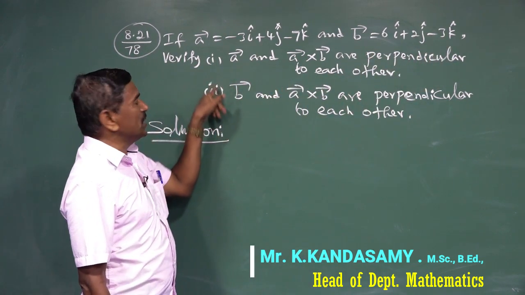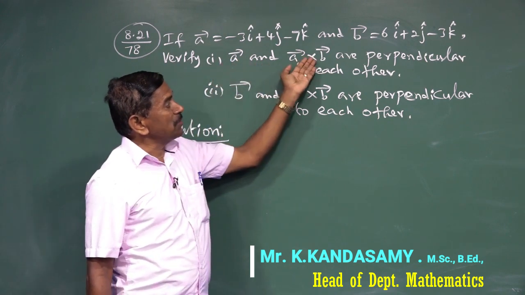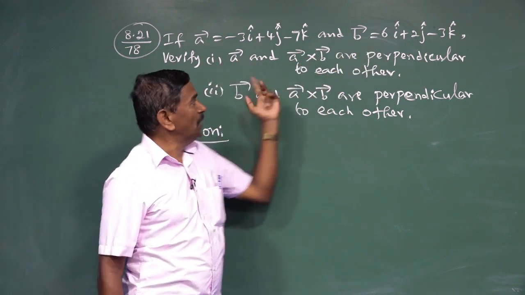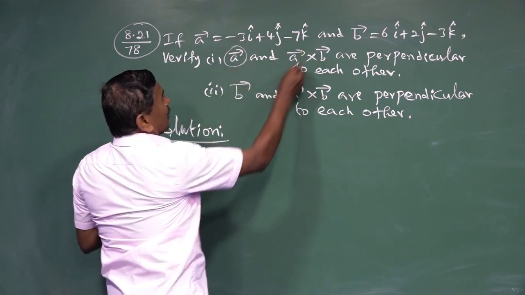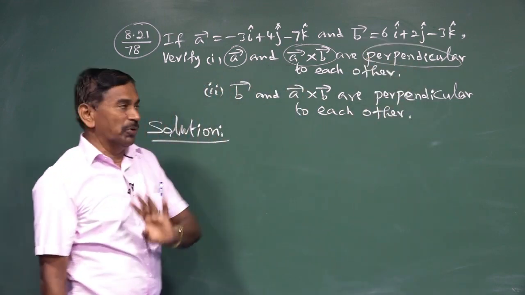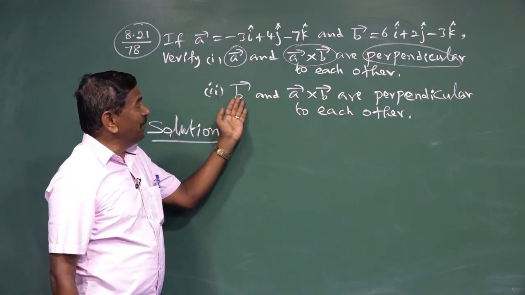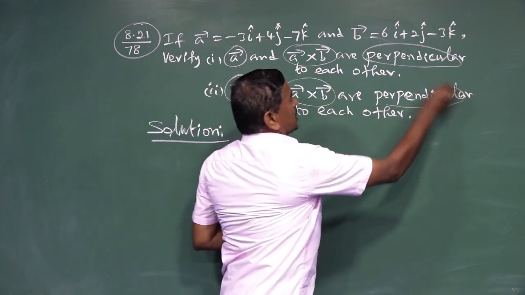Verify. There are two results we want to verify. First one, vector A and A cross B are perpendicular to each other. Listen carefully: vector A and A cross B are perpendicular to each other. Result 2: vector B and A cross B are perpendicular to each other.